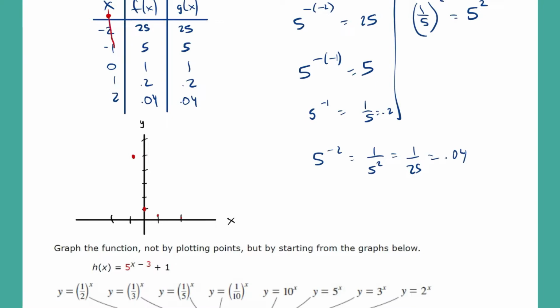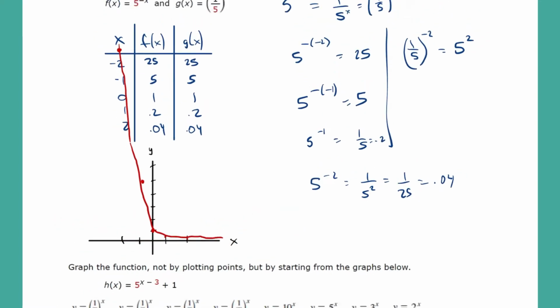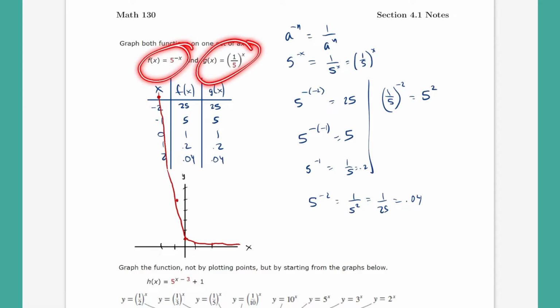So as you can see, this graph is exponential, and it's decreasing pretty rapidly. And it turns out that this is an asymptote. The graph will never cross it. It'll just get infinitely closer and closer, but never touch it. So that's what the graphs of both of these look like, because they're equal.